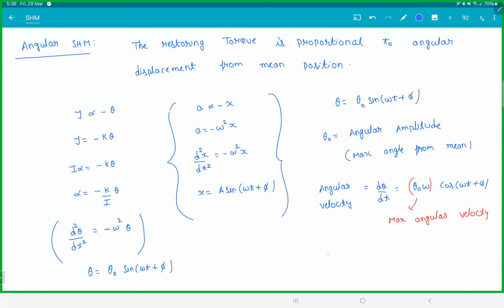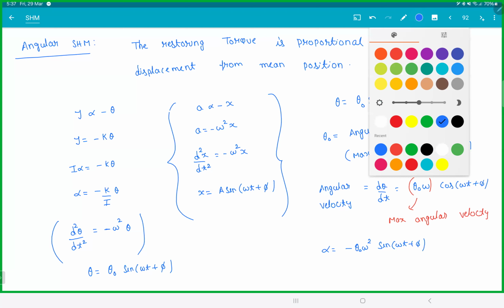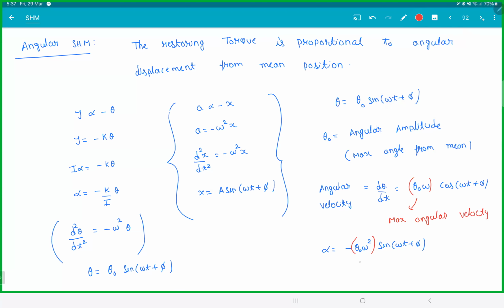Similarly, we can write angular acceleration alpha is minus theta naught omega square sine omega t plus phi. This is your maximum angular acceleration. You can see the resemblance. They all look the same. A omega square, A omega.